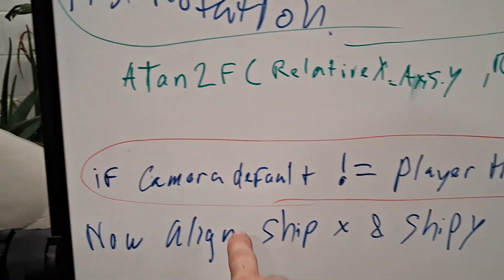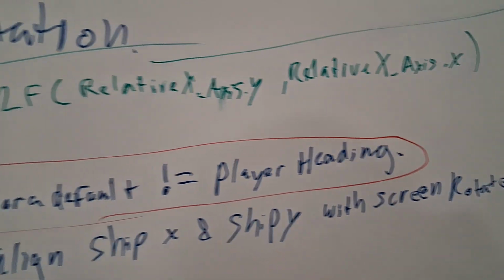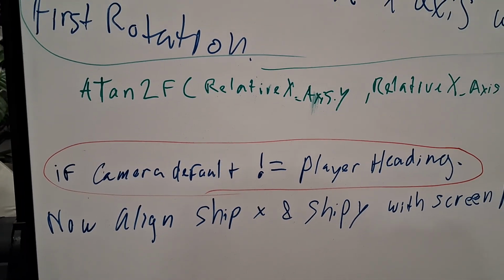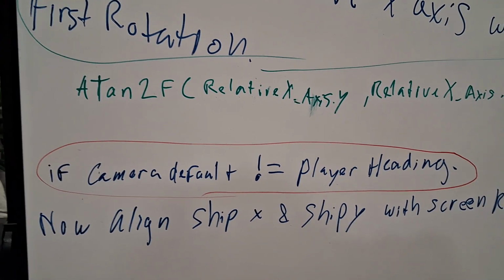So now I have to fix this. If camera default does not equal player heading, don't do any rotation for that. It's easy.